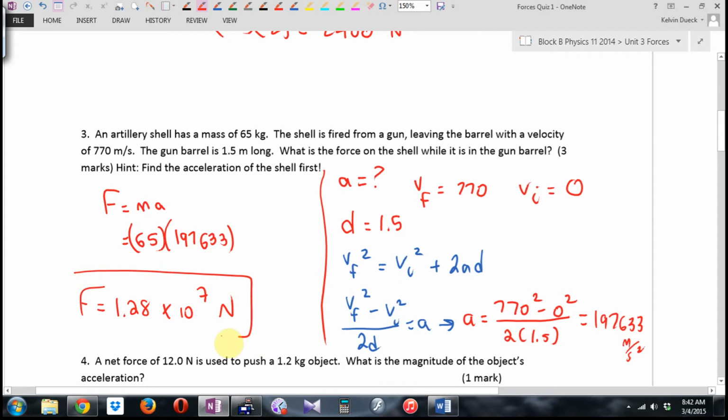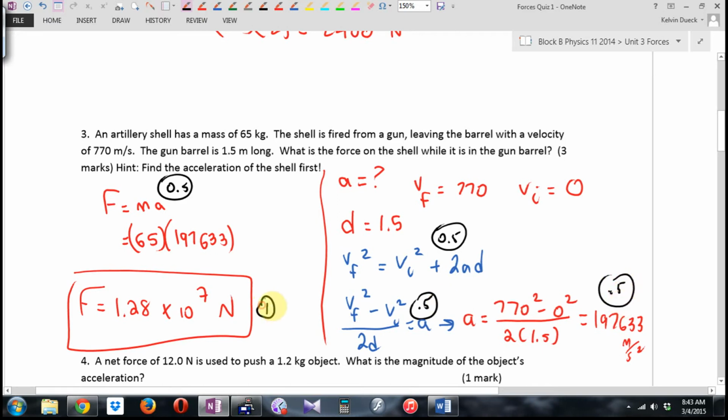Now, if you got that right, 3 out of 3. Otherwise, how would I give part marks? I would almost certainly give a half mark if I just saw F equals ma. I would give a half mark if I saw VF squared equals VI squared plus 2AD. I would give a half mark if I saw VF squared minus VI squared over 2D. I would give a half mark if I saw that you had got the acceleration correct, and then I would give 1 mark for the answer, and there's your 3 marks. But if you got it right, Thomas, 3 out of 3.